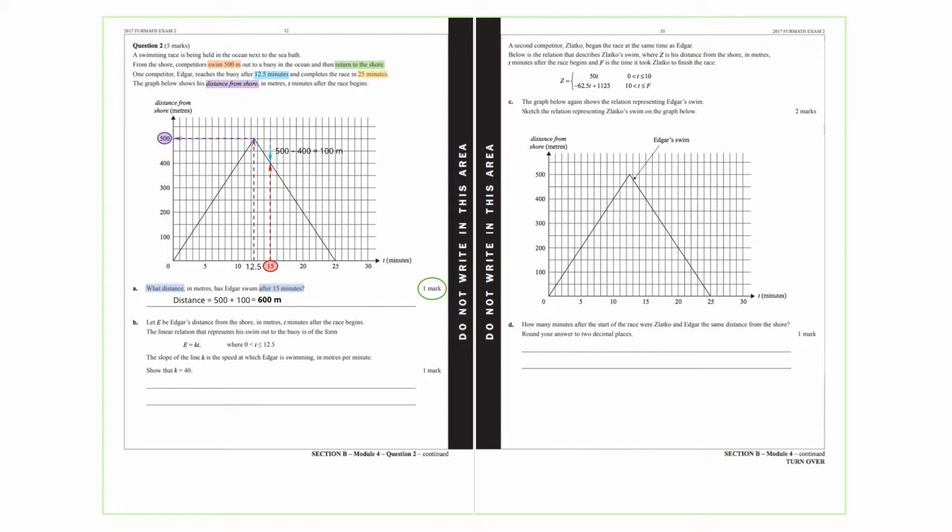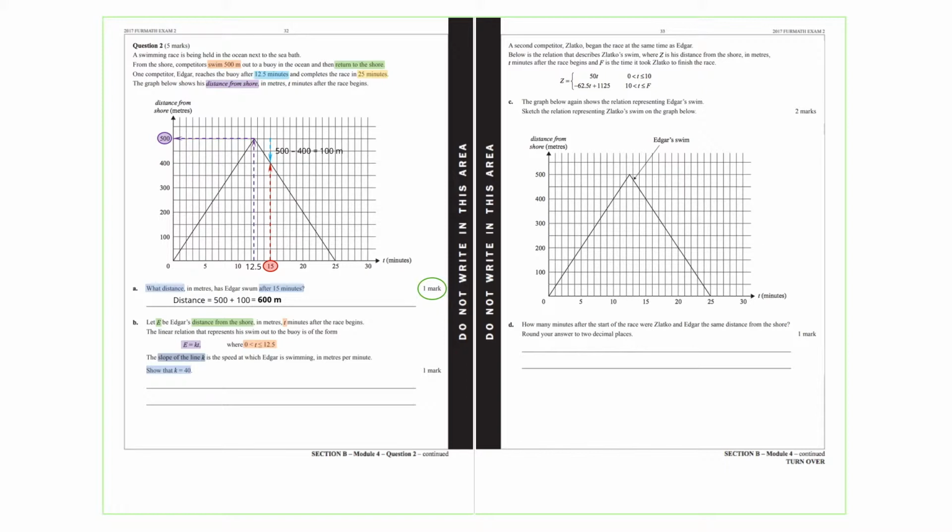Part B. Let E be Edgar's distance from the shore in meters t minutes after the race begins. The linear relation that represents his swim out to the buoy is of the form E equals Kt, where t is the time between 0 and 12.5 minutes. The slope of the line, K, is the speed at which Edgar is swimming in meters per minute. Show that K equals 40.